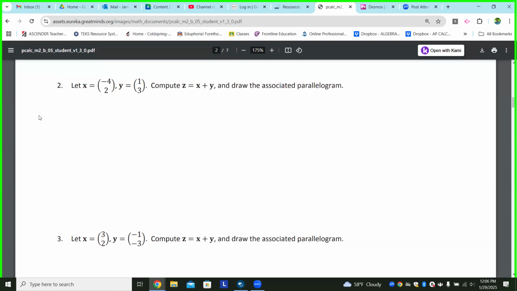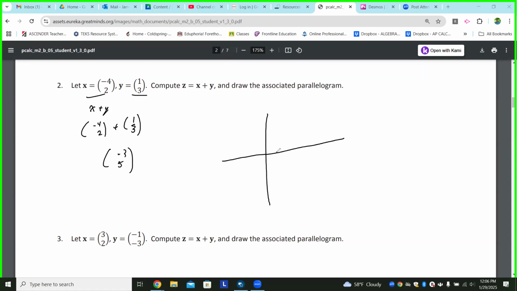All right, so here we go. When graphing this or computing it, all I've got to do is add x plus y. So x plus y, here's my results: -4, 2, plus 1, 3. What do I get? The algebra part is the easiest. You got a parallelogram. 4, 2 would be 1, 2, 3, 4, up 2. So your first vector is about right there.